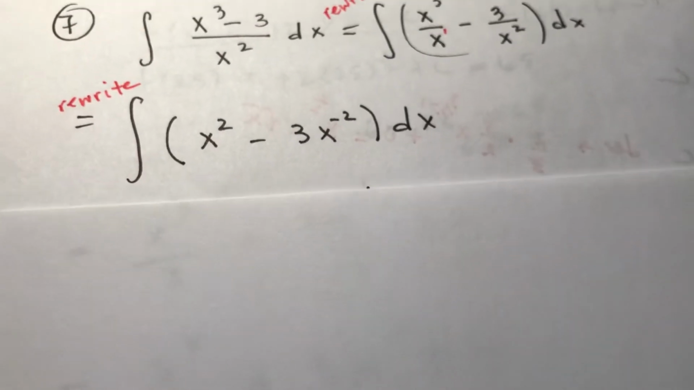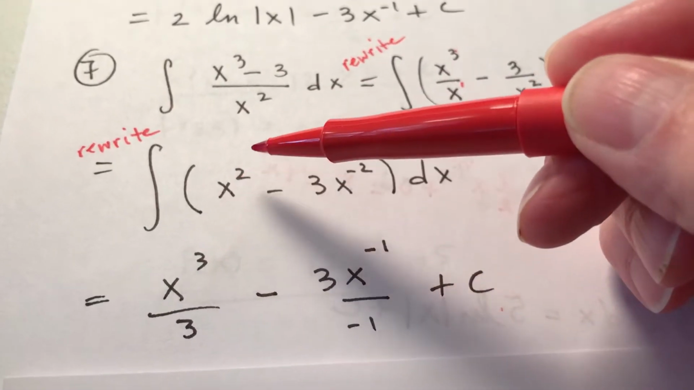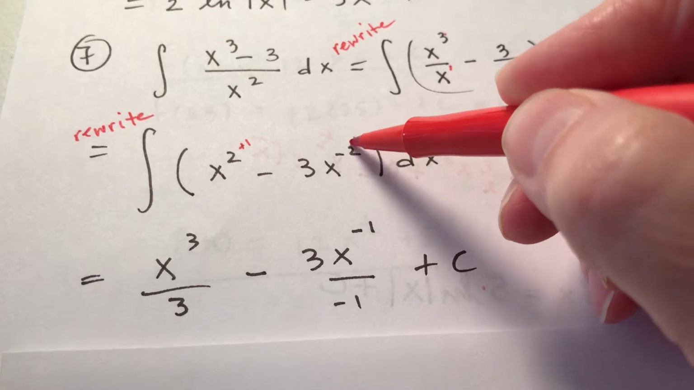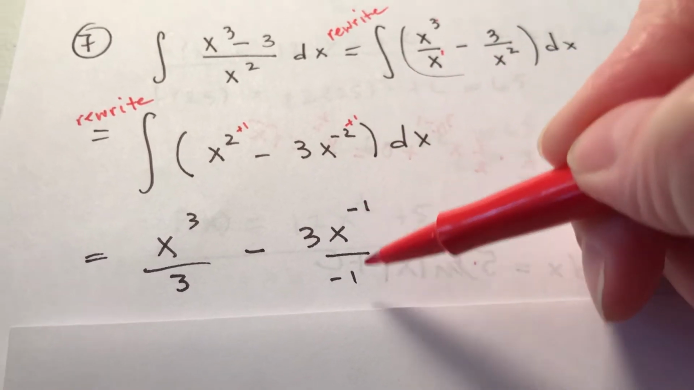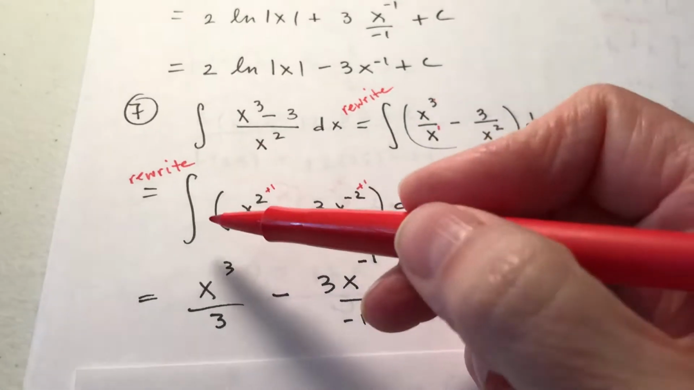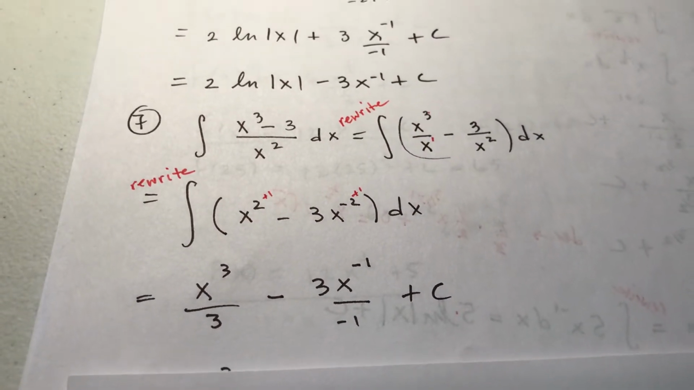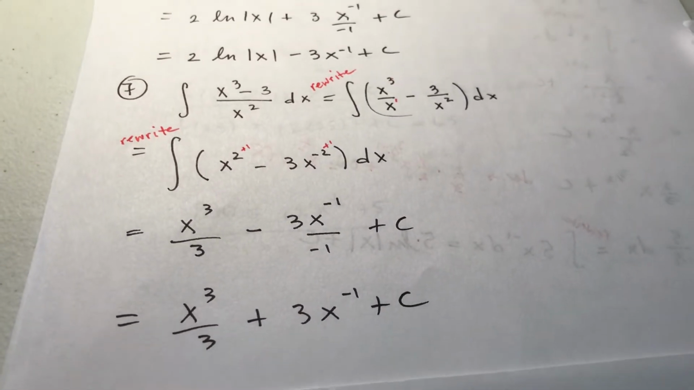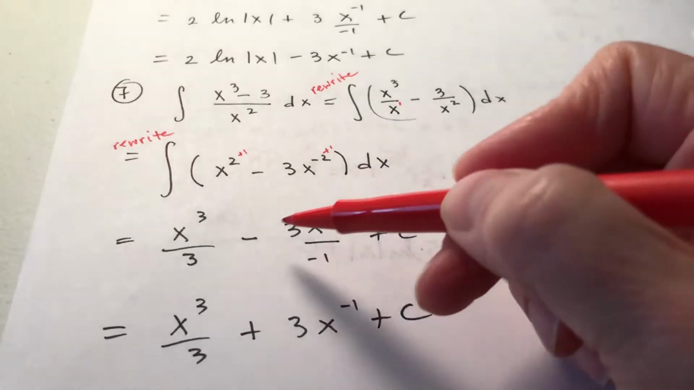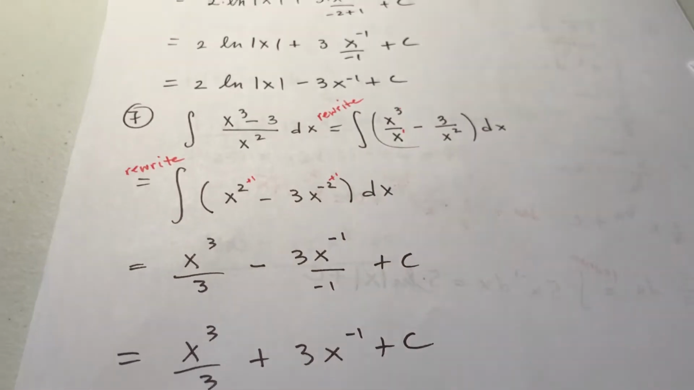So if I do that, let's see. If I add 1 to that, that gives me x cubed over 3. And if I add 1 to that, that gives me negative 1 over negative 1, plus c. And your integral and your dx go away, so you don't have any on that step. And I'm simplifying: x to the third over 3 plus, I took that double negative and combined it into just 3x to the negative 1, plus c.